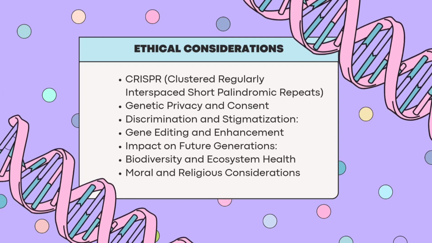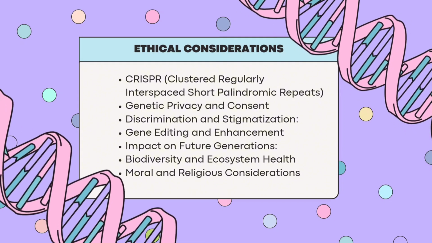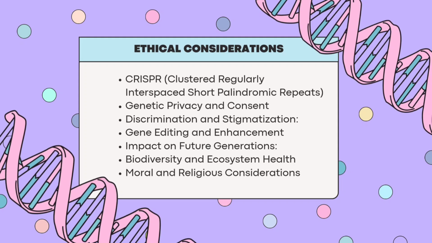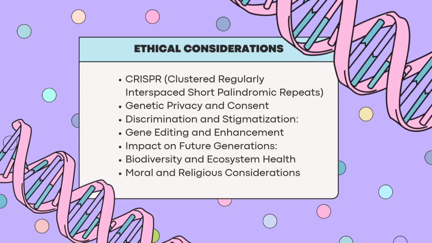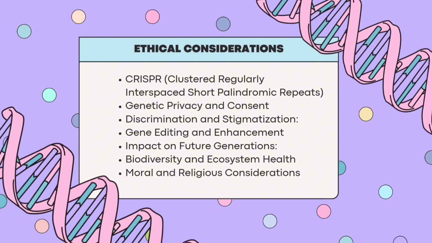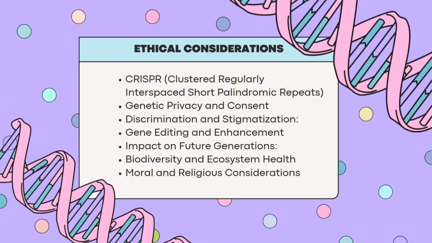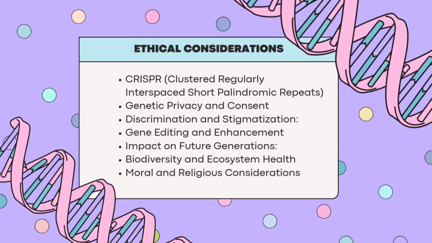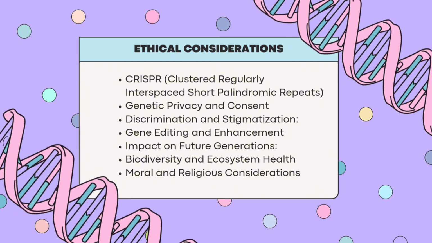Moving on, we have the impact on future generations. Germline editing, or altering genes in embryos, affects not just individuals but also their descendants, raising questions about the long-term consequences and responsibilities toward future generations. Next, we have biodiversity and ecosystem health. Gene editing in organisms could affect ecological balance and biodiversity, leading to unintended consequences that disrupt natural ecosystems.